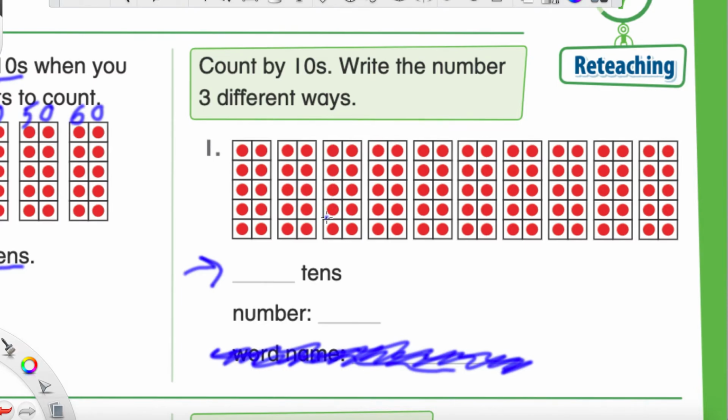Okay, do you have your answer written down? Okay, so the next part, it says they want us to know what big number it makes. So with this many tens, if you were to count all these 10 frames by tens, what number would you get at the very end? What big number do all of these 10 frames make all together?